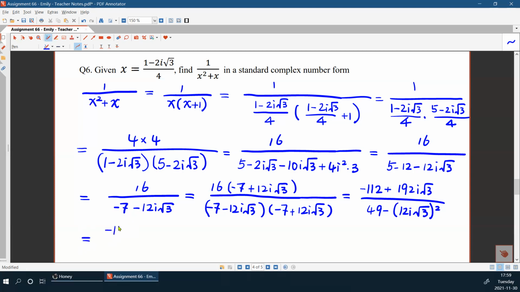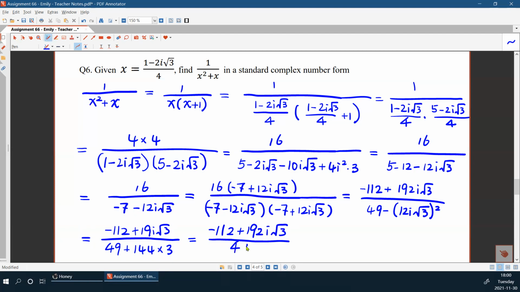Okay, and copy the numerator now. And the denominator now is 49 plus 144 times 3, right? Okay, this is minus 112 plus 192i square root of 3 over 481. And in the form of a plus bi, this is minus 112 over 481 plus 192 over 481 i square root of 3.